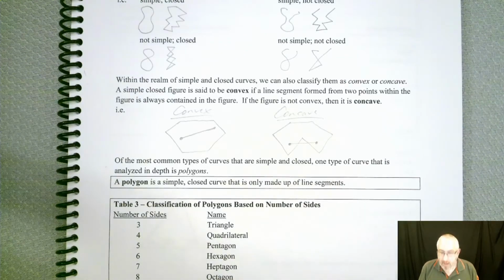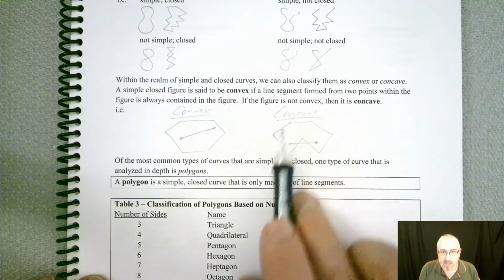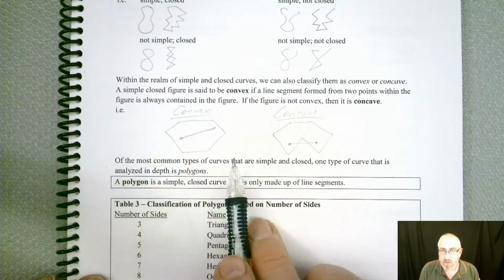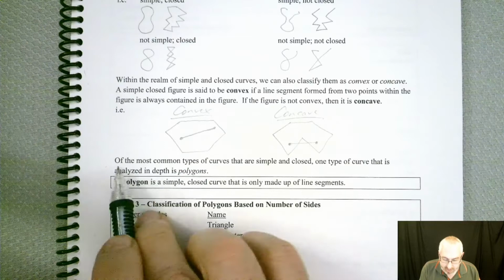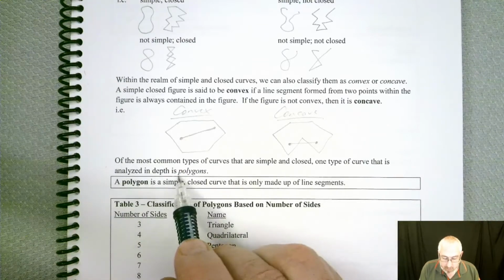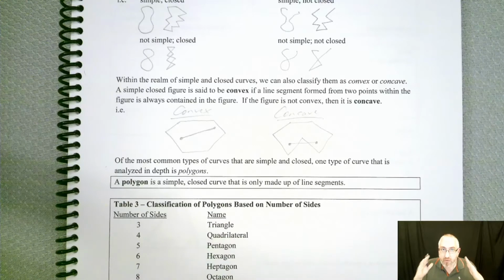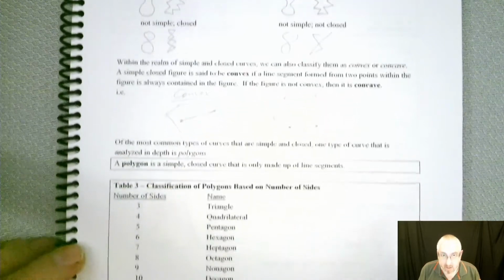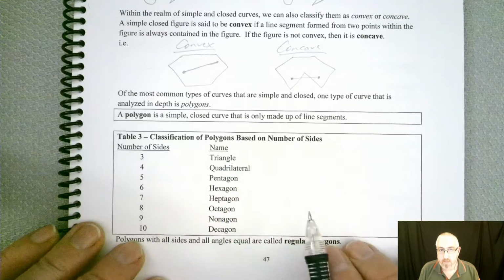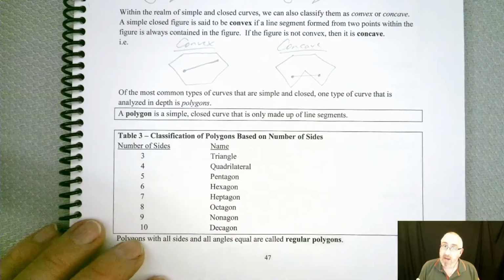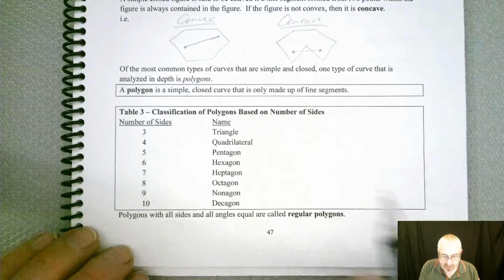All right. Now, again, we're not going to be dealing with these types of shapes. We're really going to be dealing with the convex ones. So we've kind of narrowed down our field quite a bit, and we're going to narrow down even more. Instead of looking at wavy, curvy type of shapes, we're going to look at those straight line shapes. And when we do that, they're called polygons. So anytime they have straight line sides like that, and it's convex, we're going to be dealing with polygons. So a polygon is a simple closed curve that is only made up of line segments. Pretty basic definition.